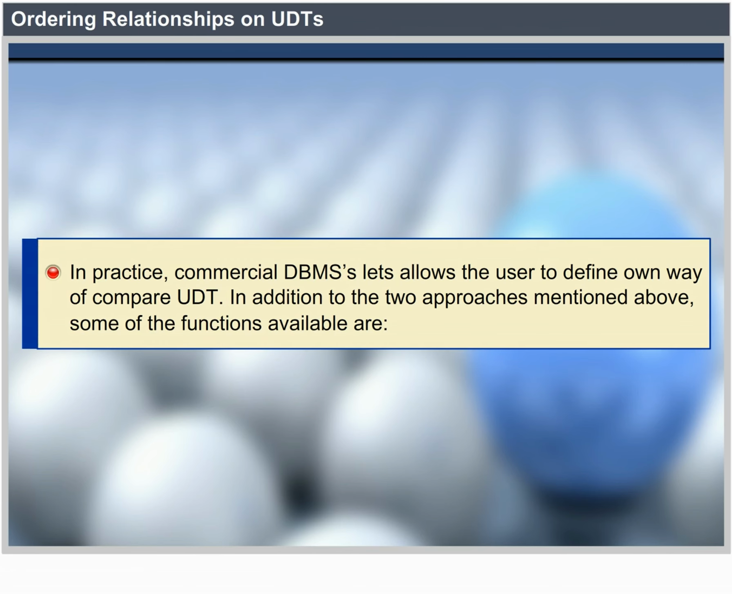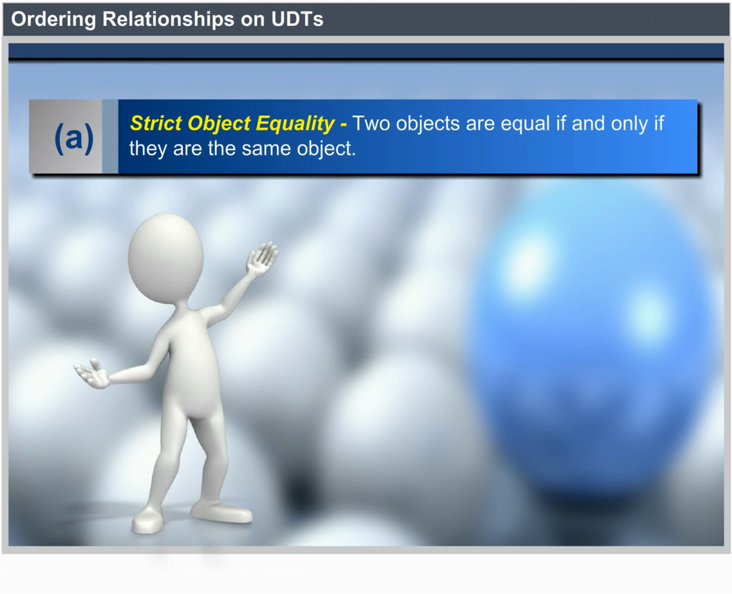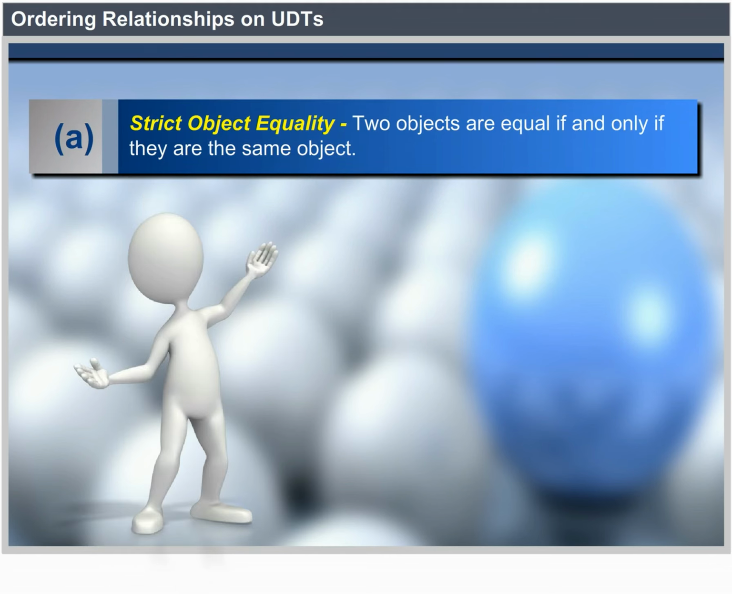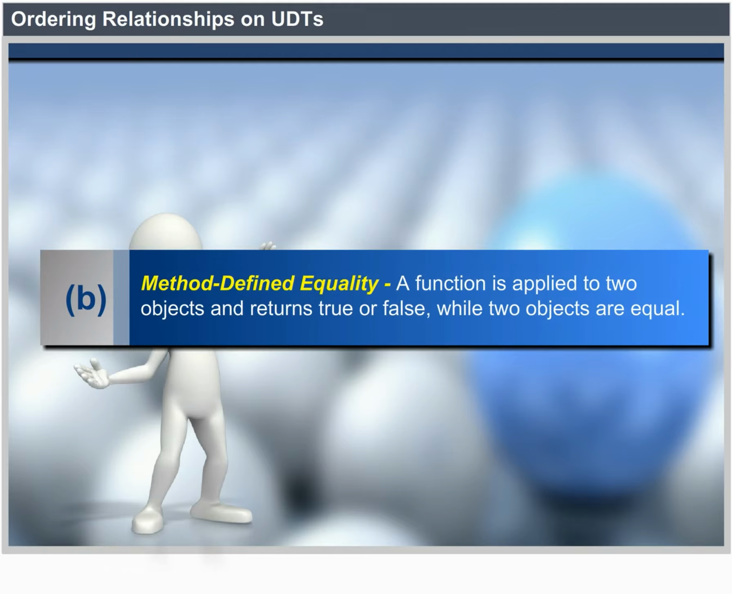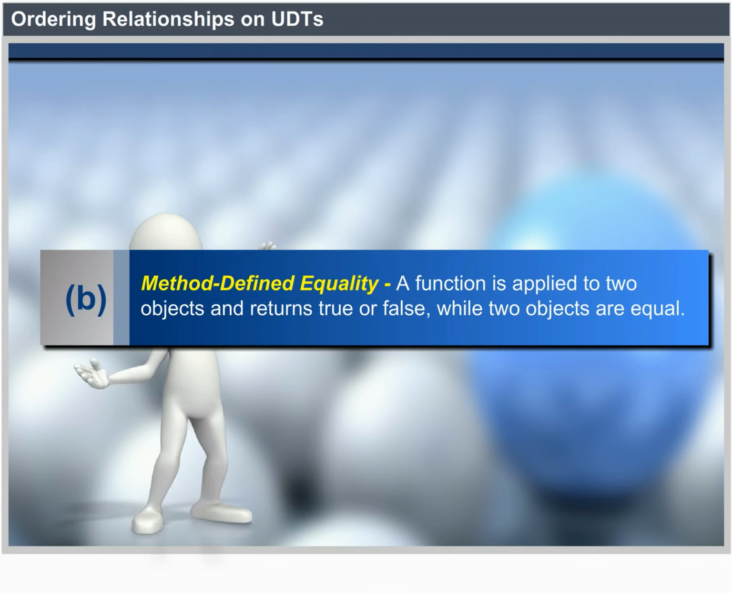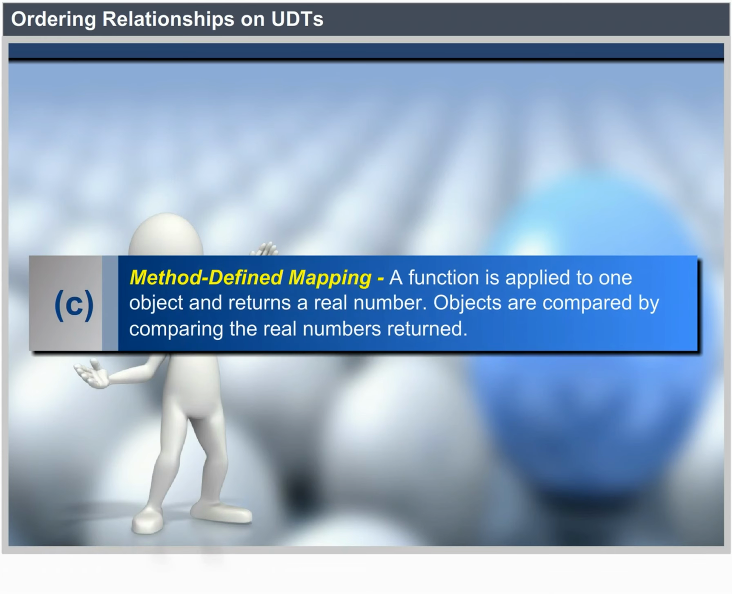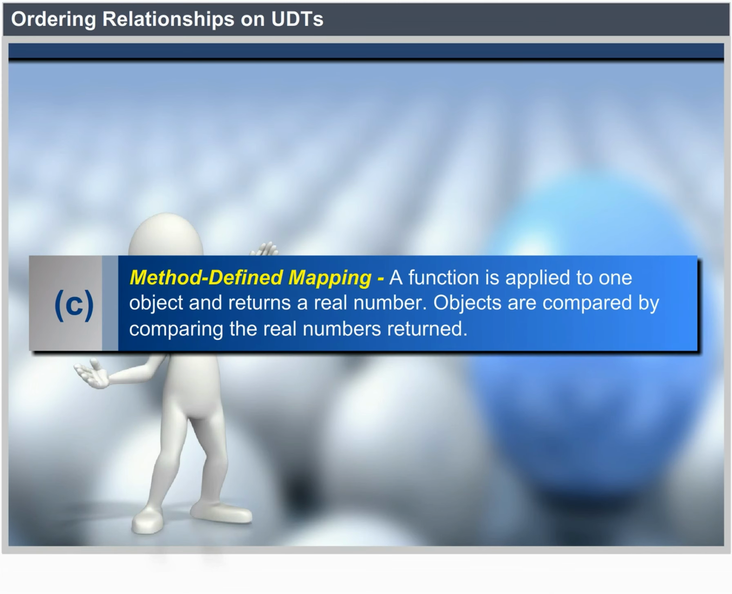Subdivision A. Strict object equality. Two objects are equal if and only if they are the same object. Subdivision B. Method defined equality. A function is applied to two objects and returns true or false, depending on whether or not the two objects should be considered equal. Subdivision C. Method defined mapping. A function is applied to one object and returns a real number. Objects are compared by comparing the real numbers returned.